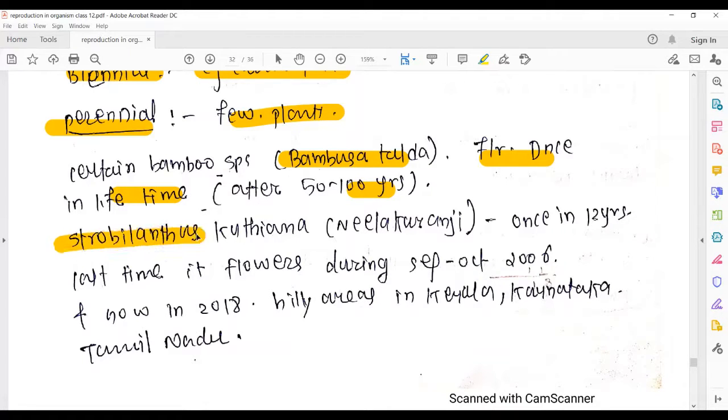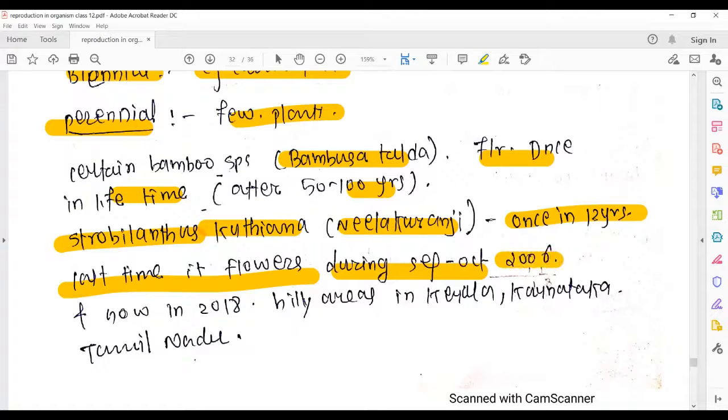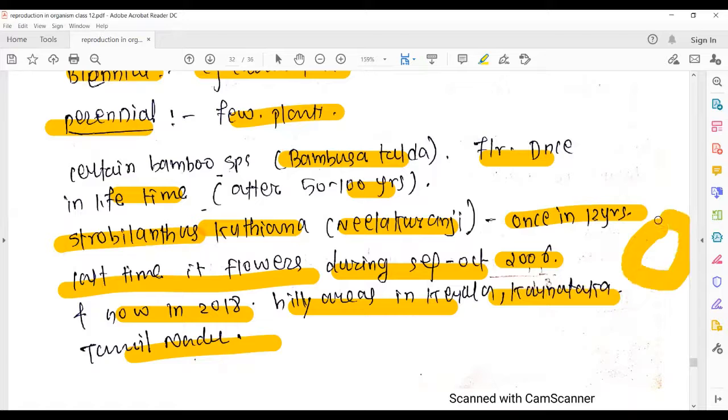The next example is Strobilanthes kunthiana, which is called Neelakurinji. It flowers only once every 12 years. Last time it flowered during the September-October season, in 2006, and now again in 2018. It is found in hilly areas like Kerala, Karnataka, and Tamil Nadu. So this is again a very important question which you have to remember.